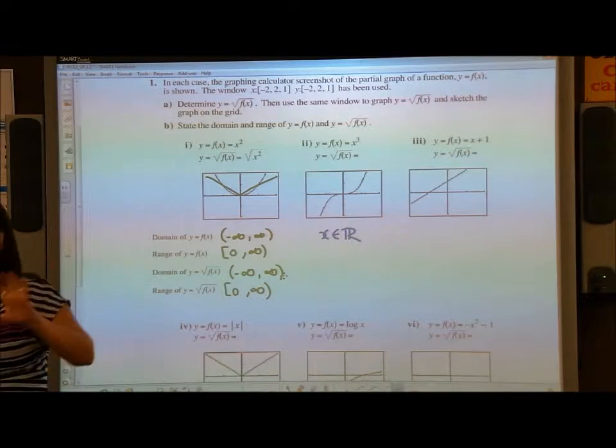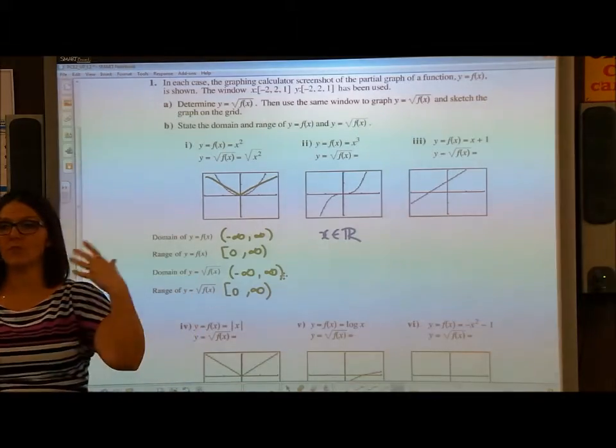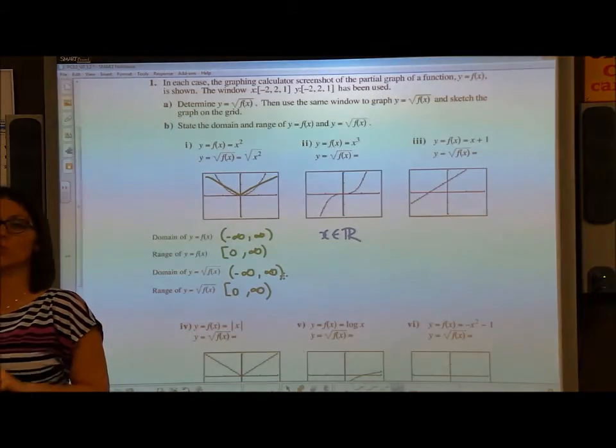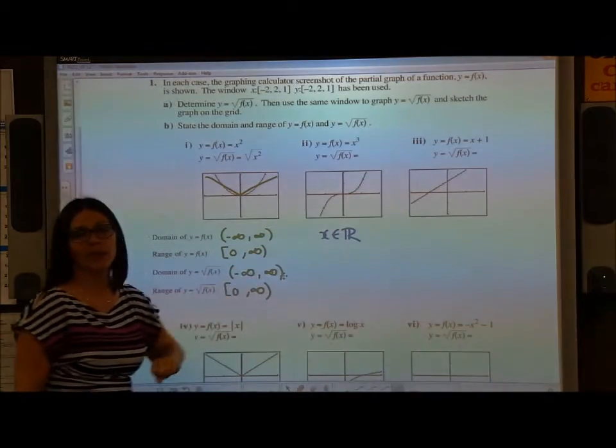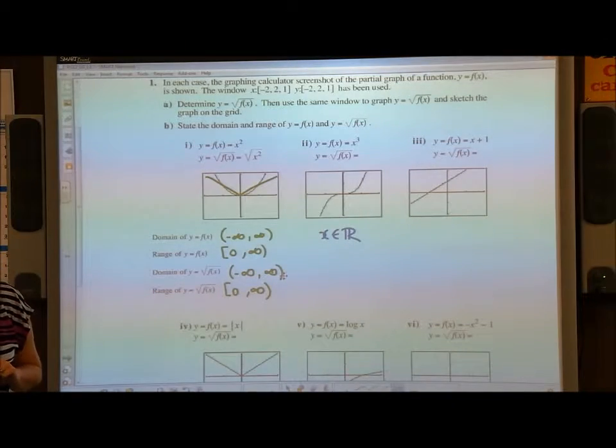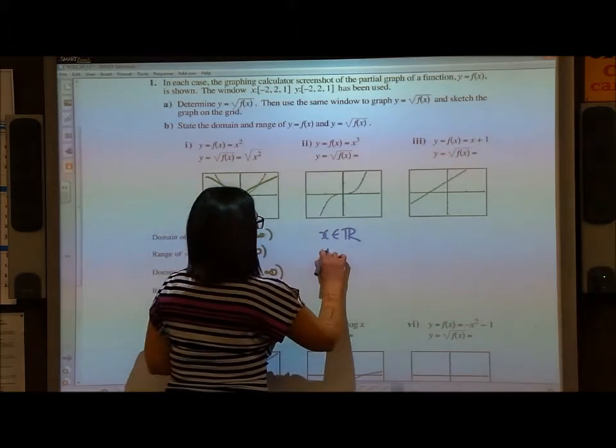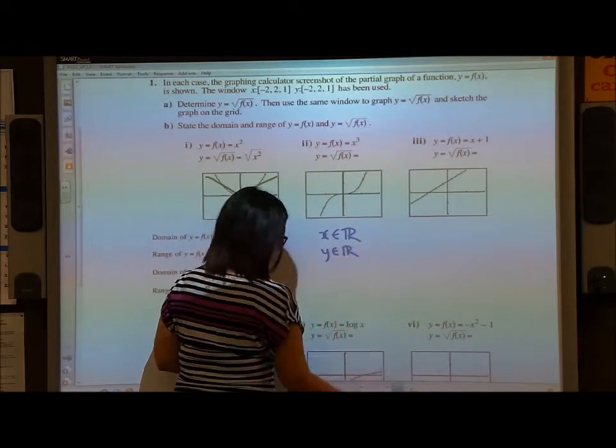So I just want to keep going back and forth and getting you to realize that there's more than one way to write the domains, that we're not just looking at one form. What about my range? What are my possible y values? Y could be any real number because I could have negative values.